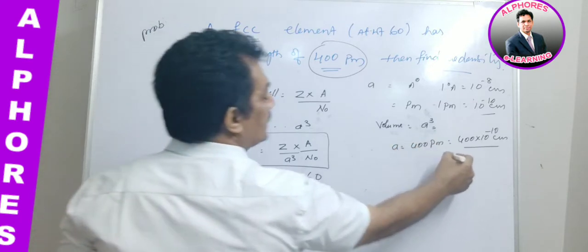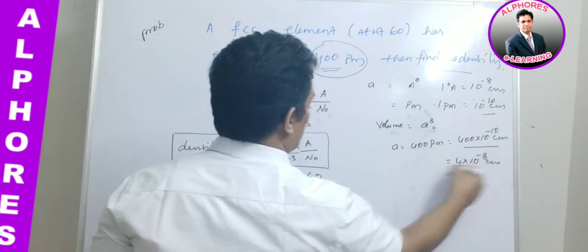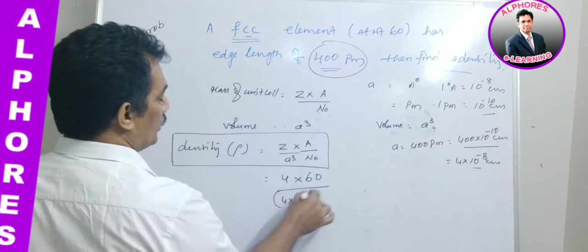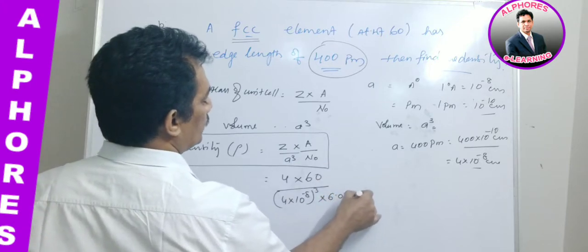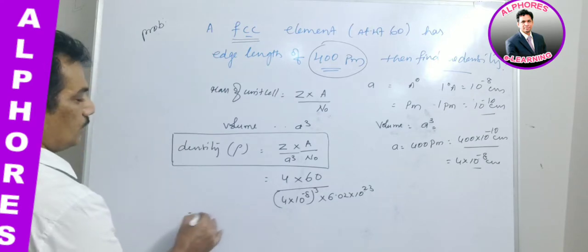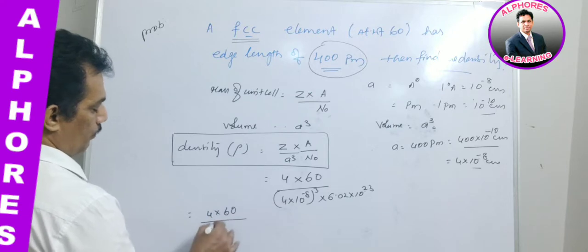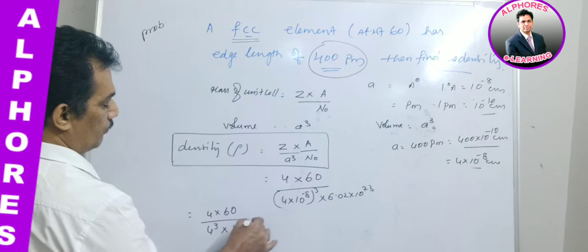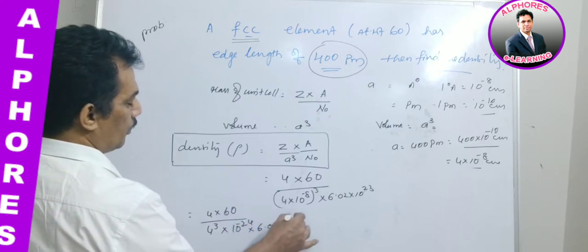We can write this as 4 into 10 to the power of minus 8 centimeters. So 4 into 10 to the power of minus 8 cubed, into 6.023 into 10 to the power of 23. Is it not? And now it is equal to 4 into 60 by 4 cubed into 10 to the power of minus 24 into 6.02 into 10 to the power of 23.